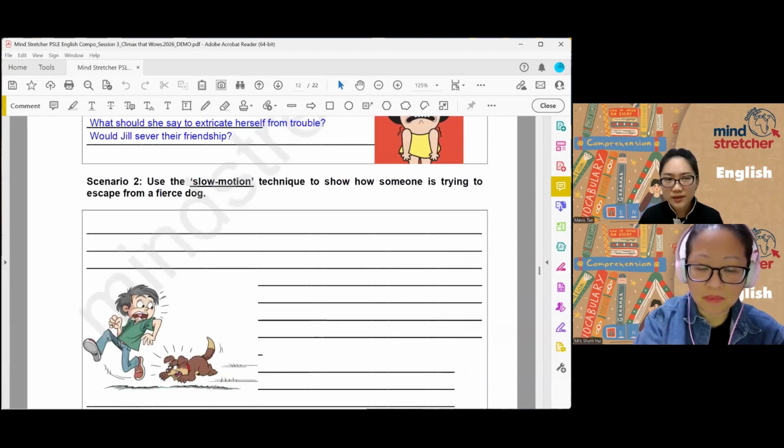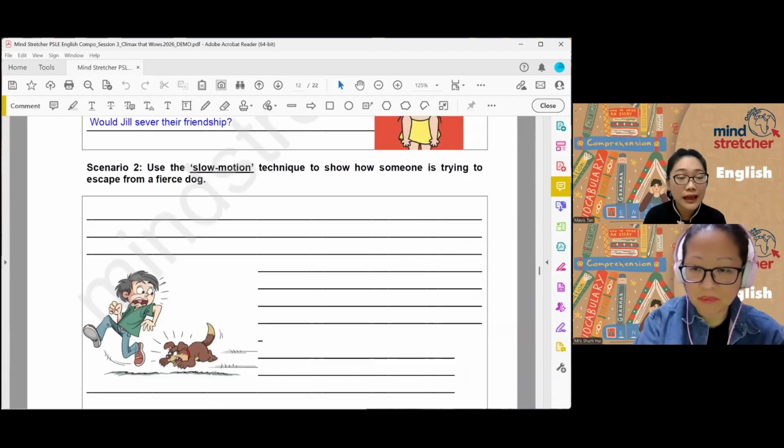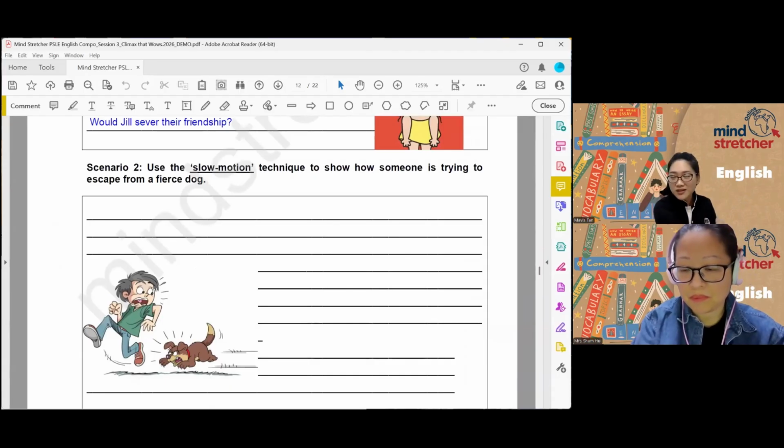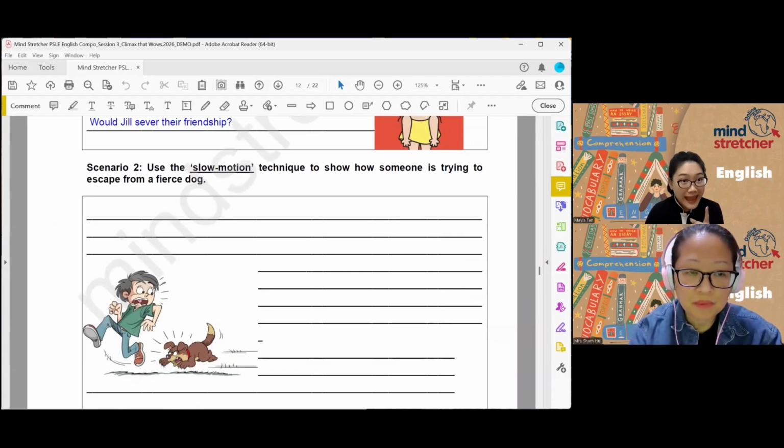Now, what about this one? Escape from a fierce dog. You know, in real life, if a dog chases you, it's super fast, right? Like, just running past you. But now, if we have to slow down, an escape from a fierce dog is not just the running. We are not slowing down just the running.